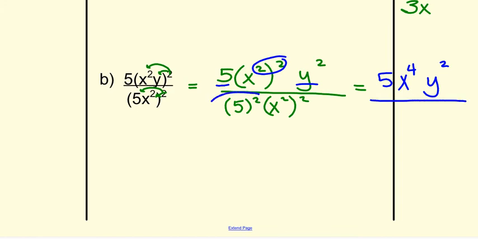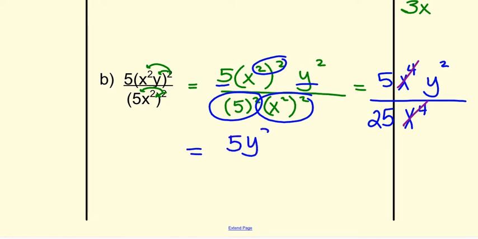over 5 squared. 5 times 5 is 25. Then you have this term, x squared squared. Multiply it, x to the 4th. Now let's see what we can reduce. Notice that there's an x to the 4th in the numerator and x to the 4th in the denominator, so we can cancel those. So I'm just going to rewrite now what we're left with. We have a 5y squared over 25.